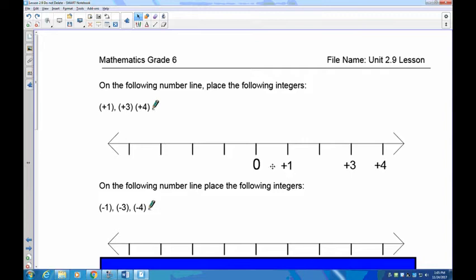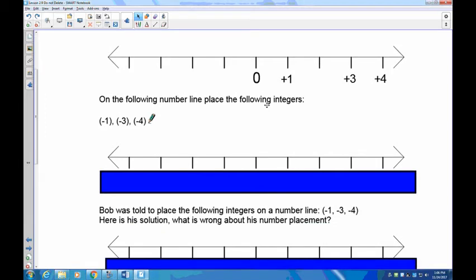Now, 1 is 1 unit from the 0, 3 is 3 units from the 0, and 4 is 4 units from the 0. Now, here's some negative numbers. Place them on the number line. Pause the recording and do that.